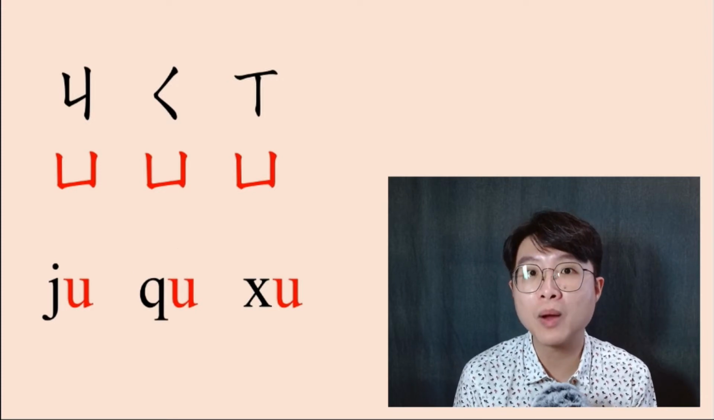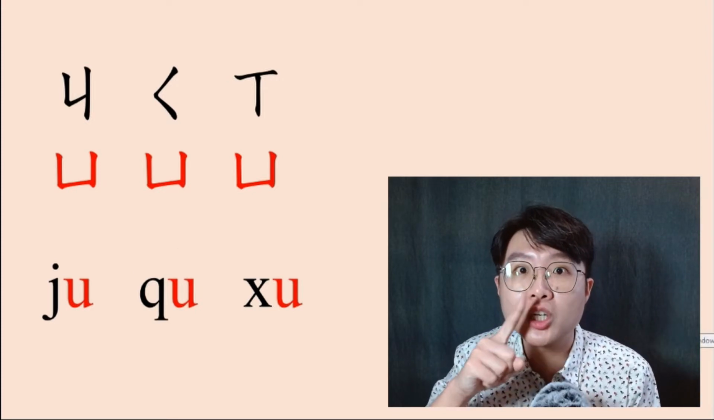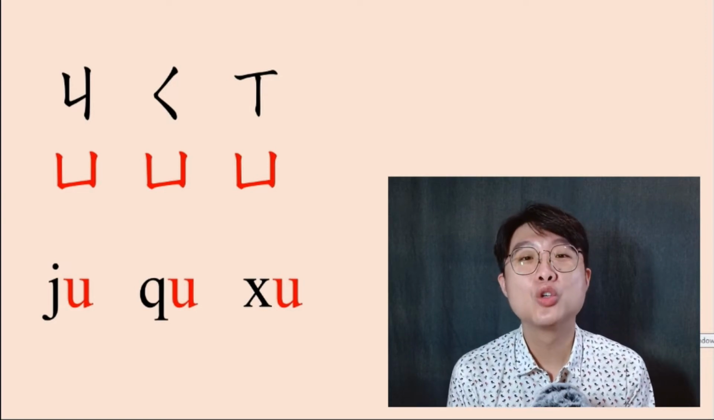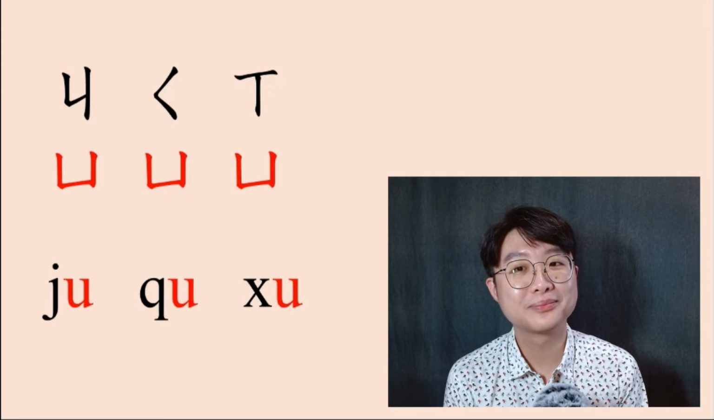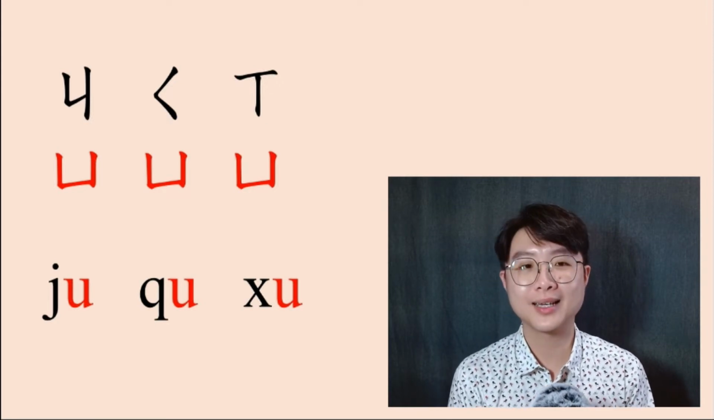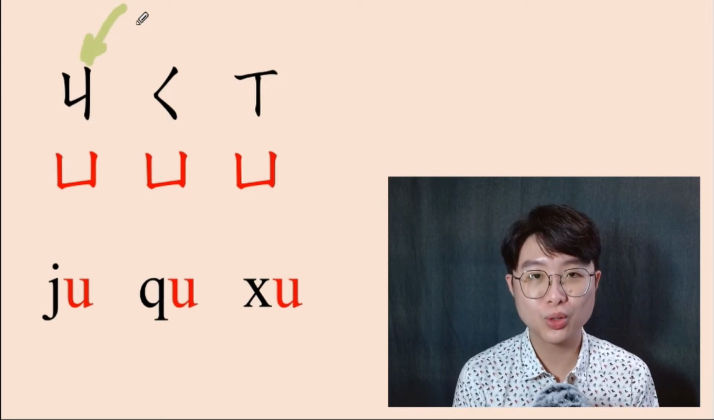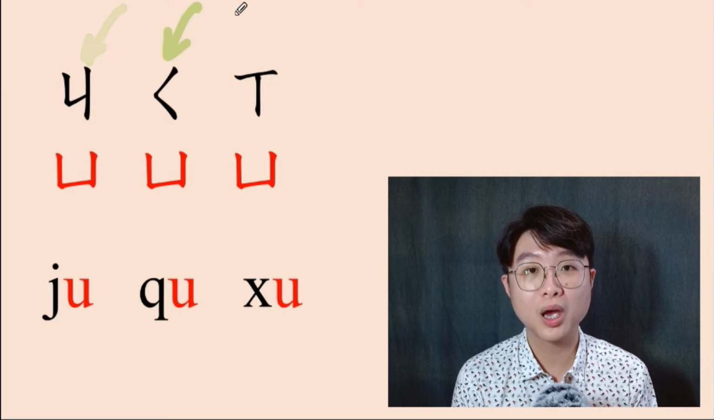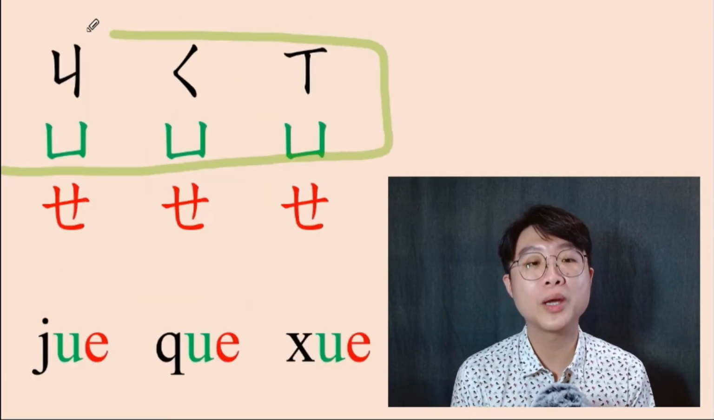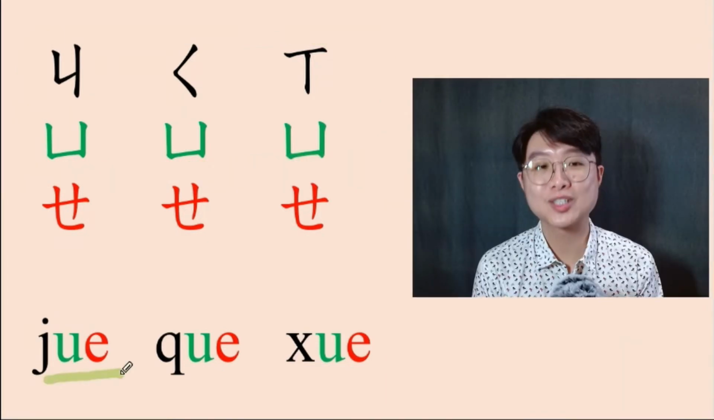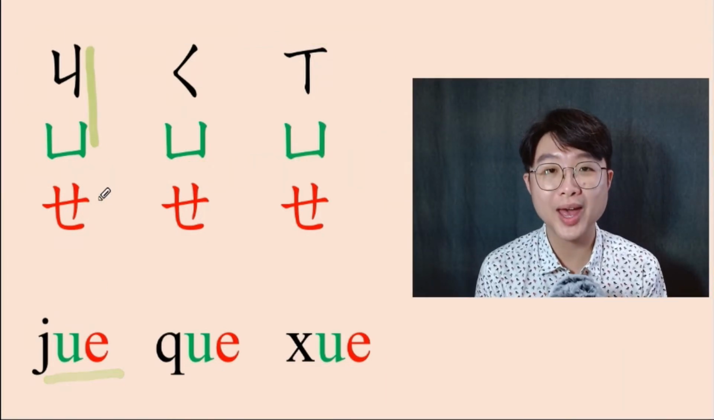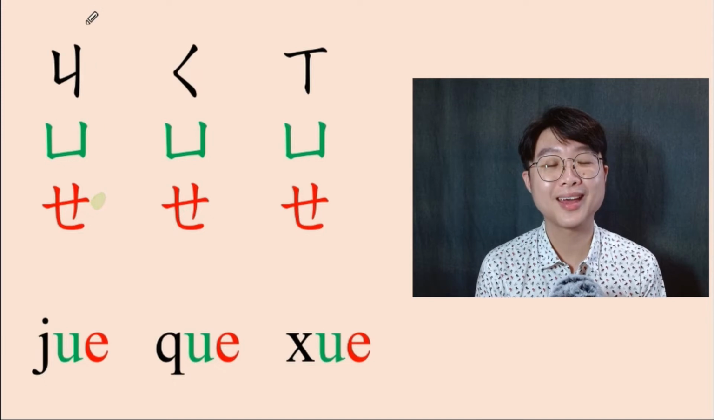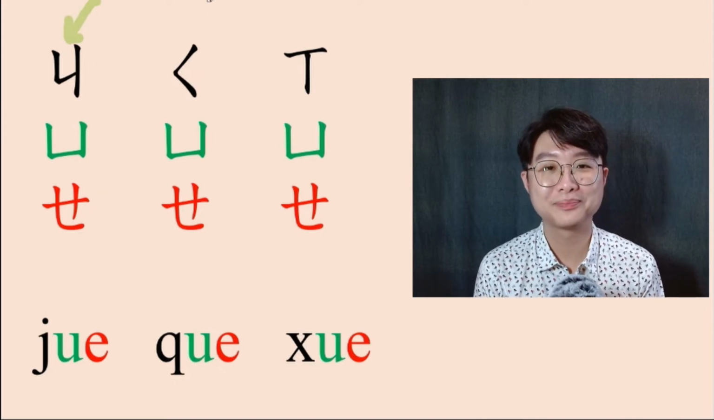Have you ever shushed someone? Shh. Yeah. Shu. Easy, right? So one more time. Ju. Chu. Shu. Now, when ju, chu, shu go with a, so together it's jue, chue, xue.